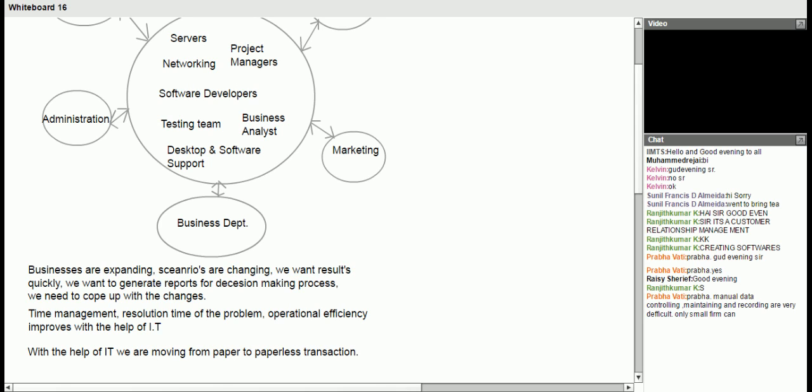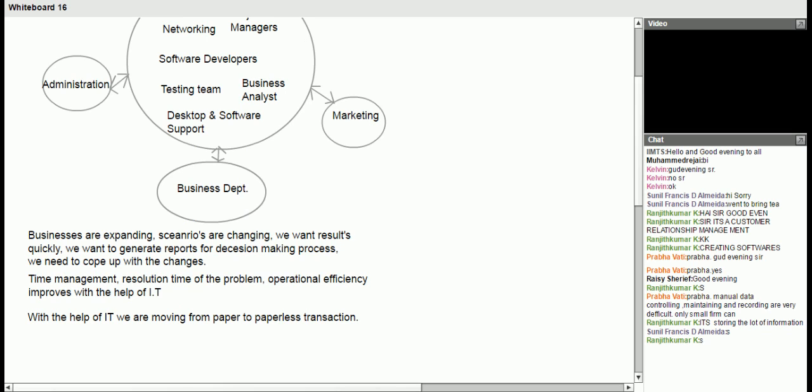Is it clear to all? That's right, it's storing a lot of information.